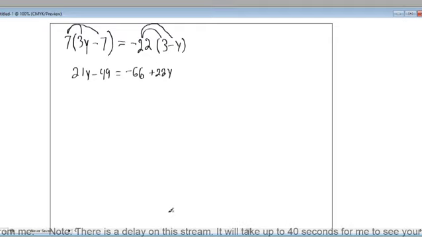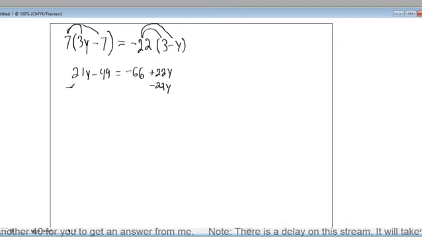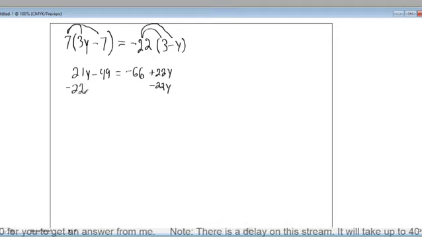Now that they are simplified, we can start moving things around until we get y by itself. We have a y on each side, so we need to choose which side we want the y on. I'm going to take 22y to this side. To do that, I'm going to need to cancel it out on this side first. So the opposite of adding 22y would be subtracting 22y. And I'll need to do it to this side as well to keep balance.